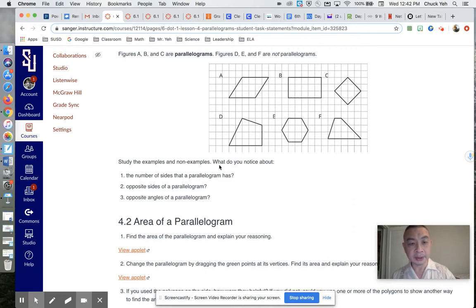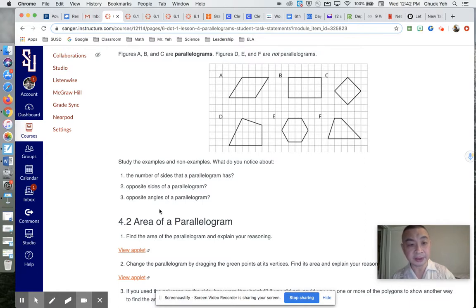Number 2, what do you notice about the opposite sides of a parallelogram? So you can pause it here and think about it and write your answer down in your notebook. The opposite sides of a parallelogram have the same length. See, they have the same length here, same length on the opposite sides.